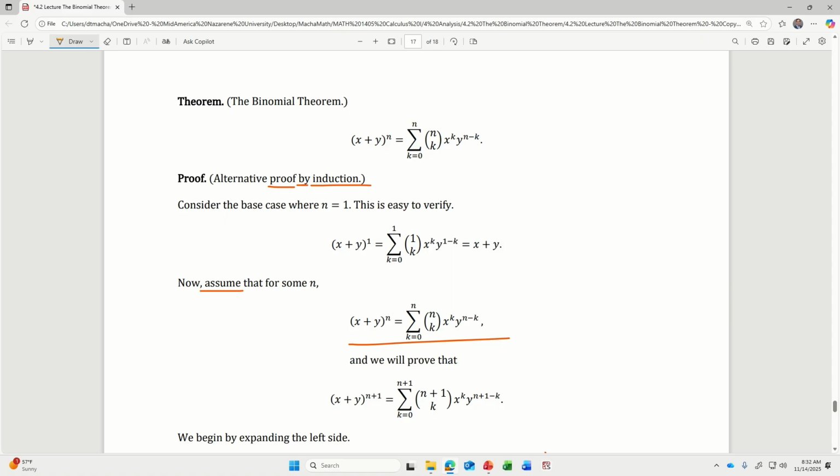And because we proved that the next case is always true, that means the n equals 2 case is true, the n equals 3 case is true, the n equals 4 case is true, the n equals 5 case is true. And there's always a next case. And so this has to be true for all of the positive integers. That's the beauty of the induction proof technique.